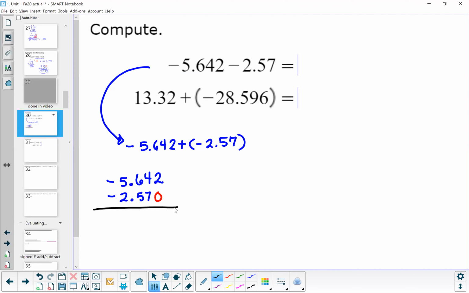And they have the same sign, so you want to add these. 2 and 0 is 2. 7 and 4 is 11. So carry the 1. 6, 5, 1, 12. Carry the 1. And I like to bring down the decimal point right now, okay? And then 5, 2, and 1, 8, and we are negative. Okay, so this first question here is equal to negative 8.212.